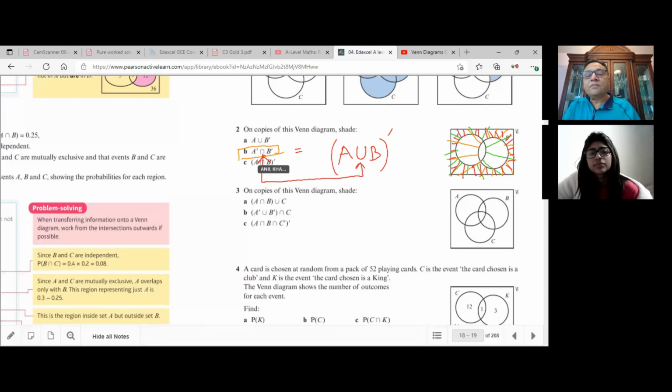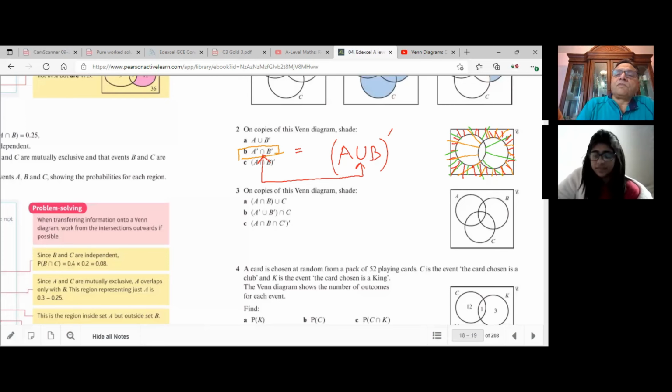Is that okay? And A and B complements: not A, not B. Do you get the idea? Not (A union B) means not A intersection not B, and that is what it means. You get the idea?